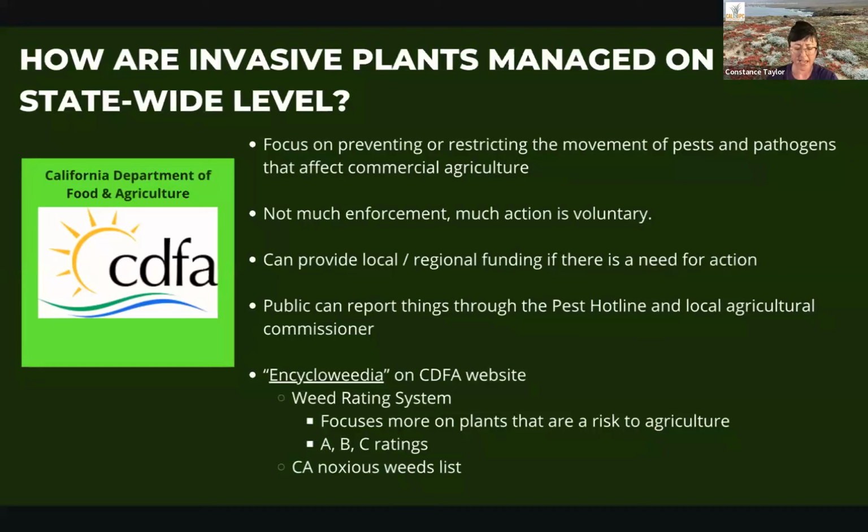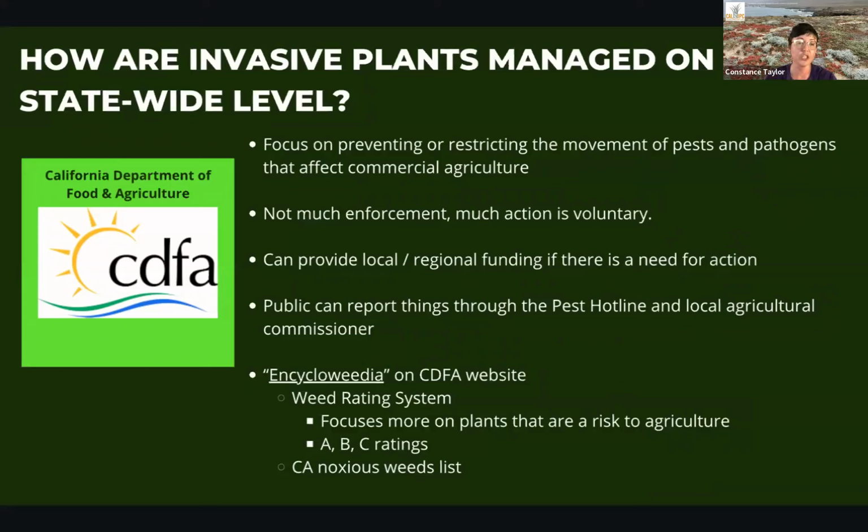And CDFA is involved in a whole host of other programs to increase education and awareness around invasive species, not just plants, but really any type of organism. You might have seen the Buy It Where You Burn It campaign for firewood. So that's a big one that they do as well.